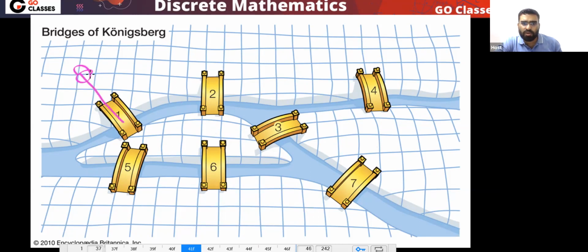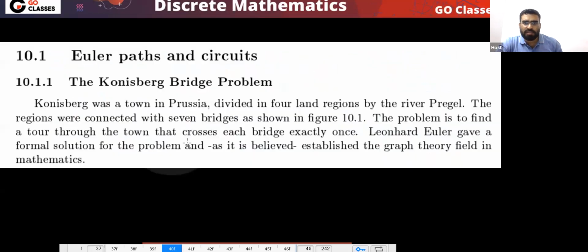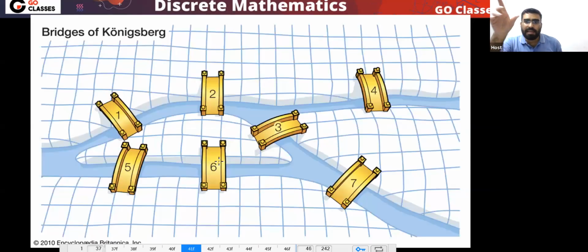You will cross this bridge, and this bridge, and this bridge. Now, can you cross bridge number 5? Again, you cannot cross bridge number 5. So what I am saying is that this was the problem. It was an open problem for almost 200 years. Mathematicians were thinking: is there any way we can cross all the bridges exactly once? You cannot do this.